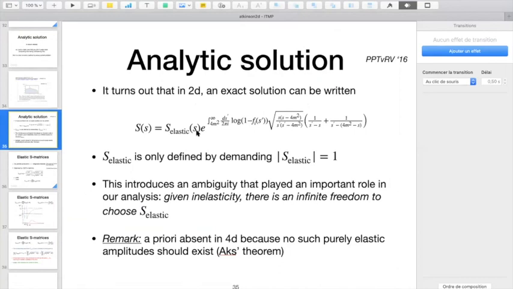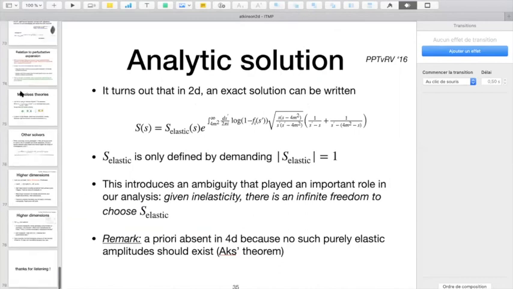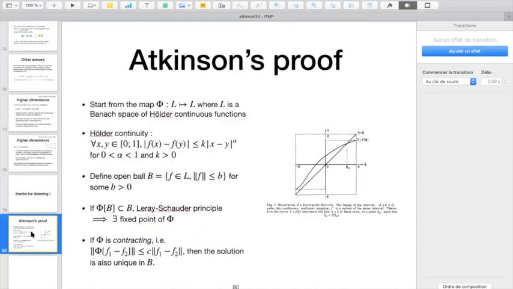For the higher dimensional case, did Atkinson prove that it should converge for any reasonable choice of the inelasticity? Or do you expect to find something like you found here, where there are big regions of convergence, but also big regions where you give a reasonable inelasticity, but you don't get convergence?